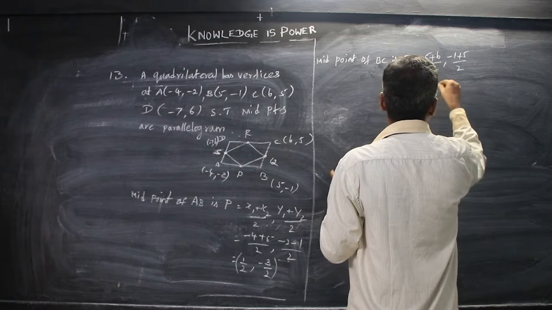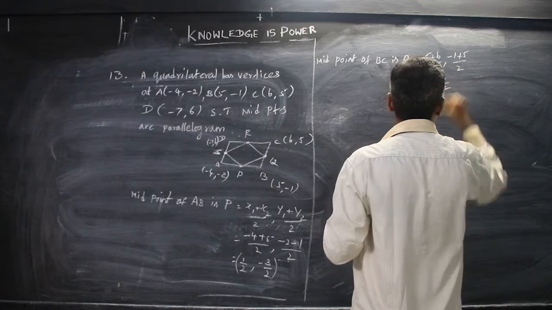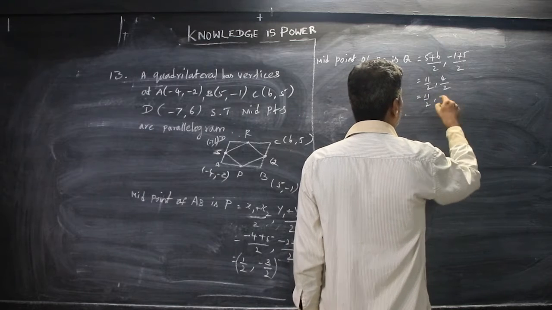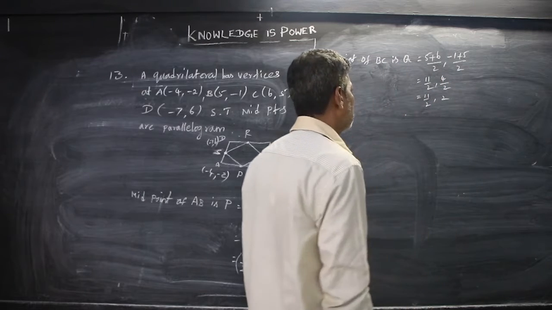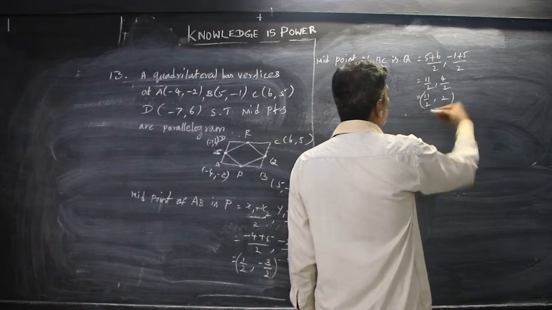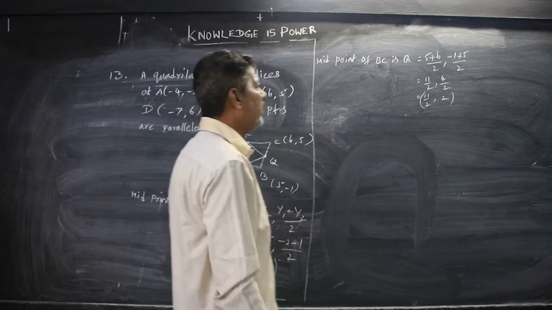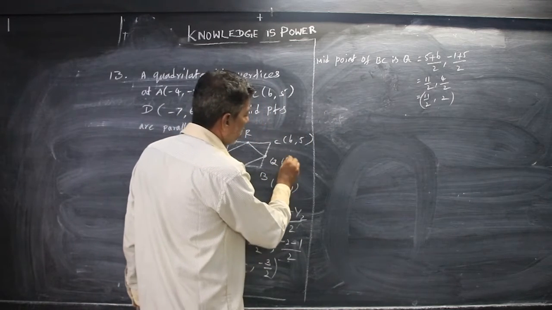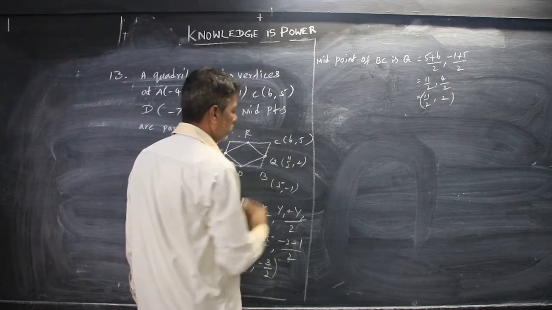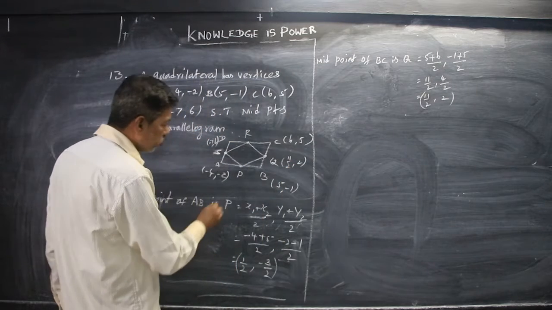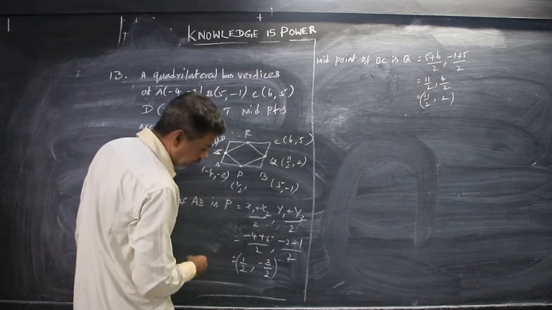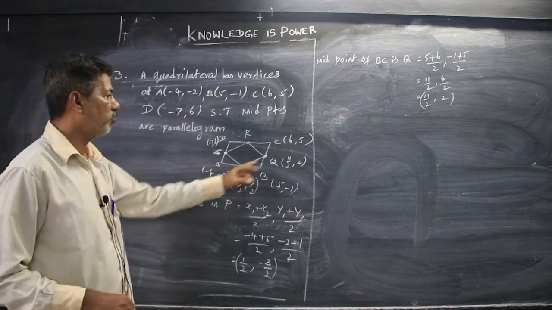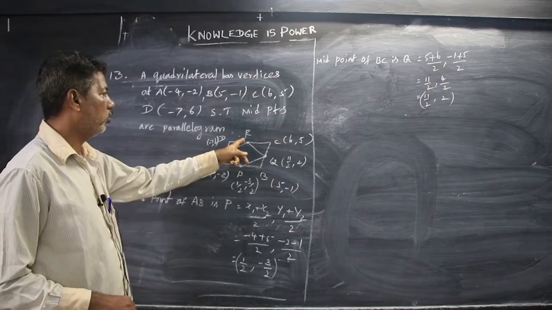11 by 2, comma, 4 by 2, or we can also write that as 11 by 2 comma 2, because it will divide evenly by 2. So this is the midpoint of BC, that is Q. You got the answer for Q: 11 by 2 comma 2. You got the answer for P: 1 by 2 comma minus 3 by 2. So you got the answer for both. Now you have to find out R.